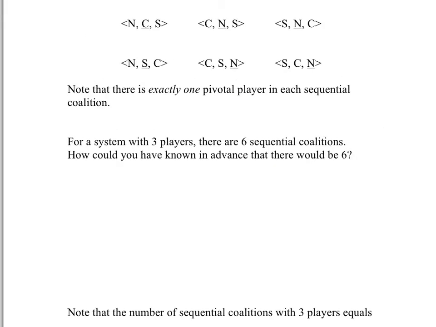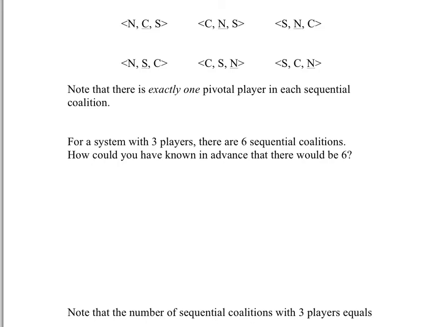Having done this analysis, we can look back and notice that, as we expected, there turns out to be exactly one pivotal player in each sequential coalition. One and only one. The exact location of this pivotal player in each sequential coalition is something we had to reason out. It wasn't always the same player in the same spot. Sometimes it was the second player, and sometimes it was the third player in the sequential coalition who turned out to be pivotal. Now, for a system with 3 players, there are 6 sequential coalitions.